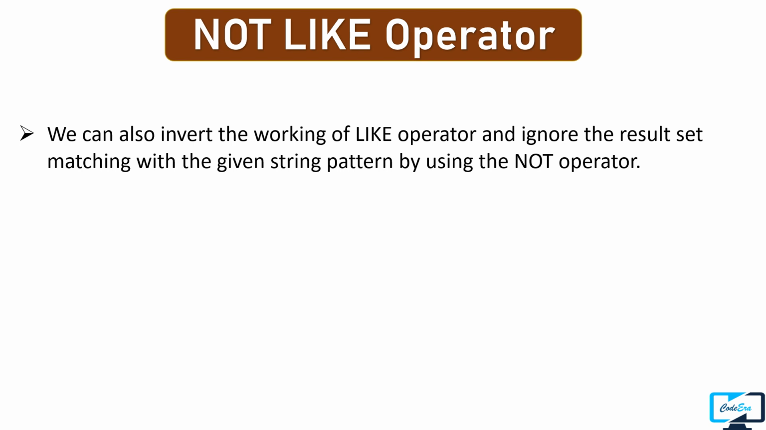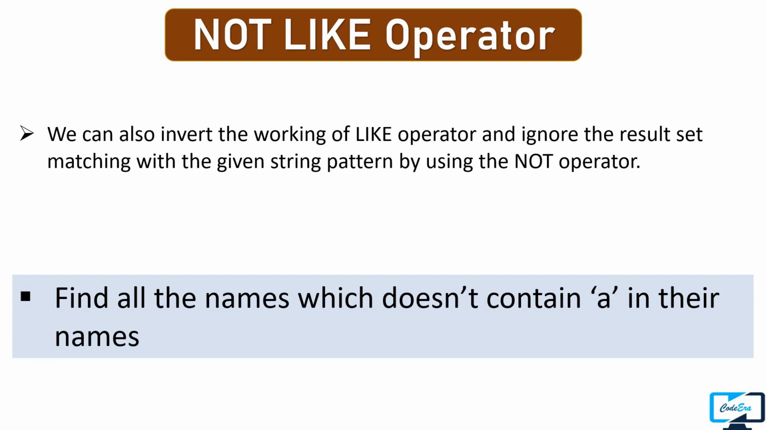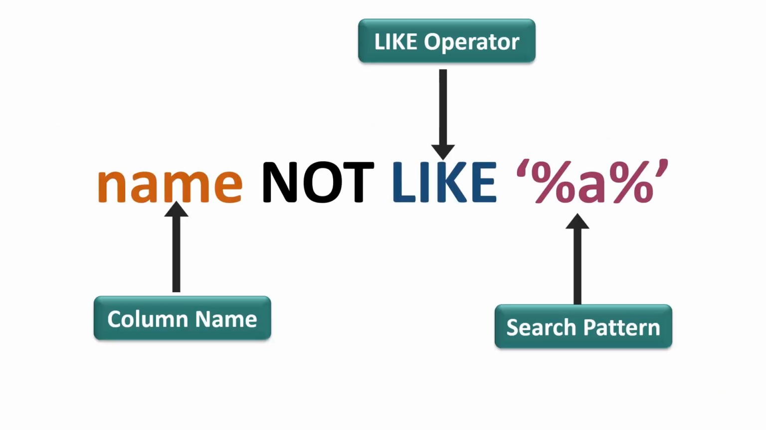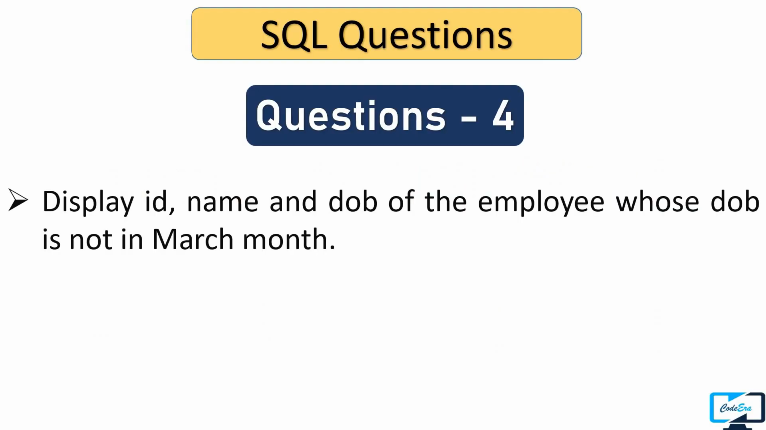And guys, we can also reverse the result of like operator by just adding not operator before the like operator. So suppose we want all the names of the employees which do not have A in their names. So we can write name not like %A%. So it will give us all the names which do not contain character A. So let's solve a query based on not like operator.